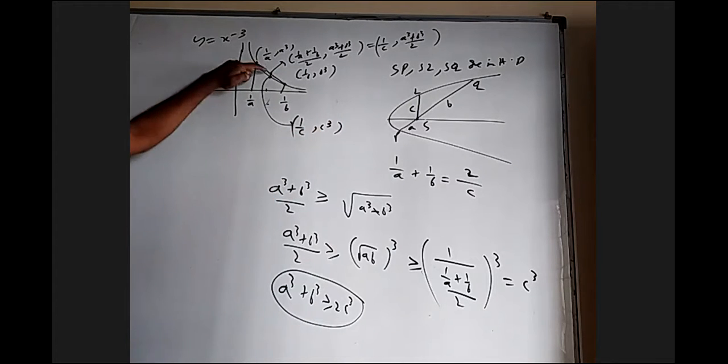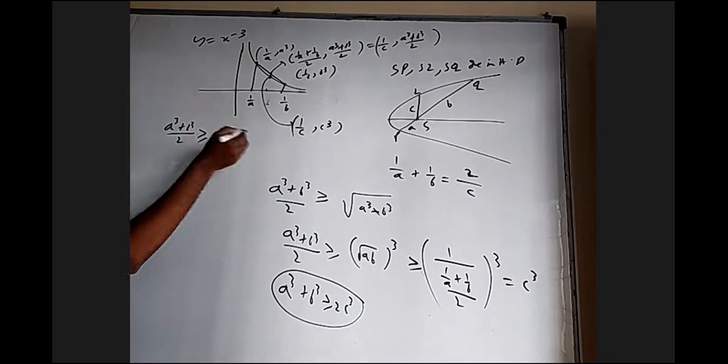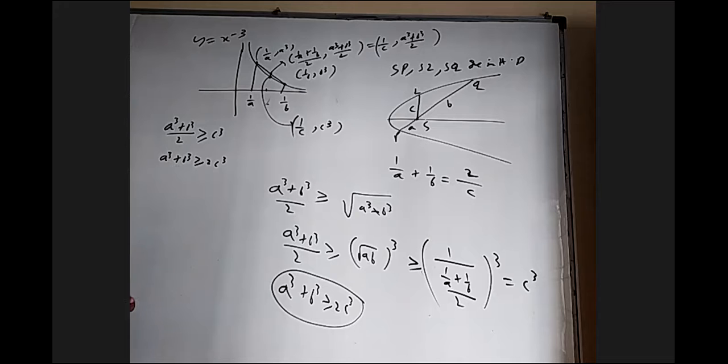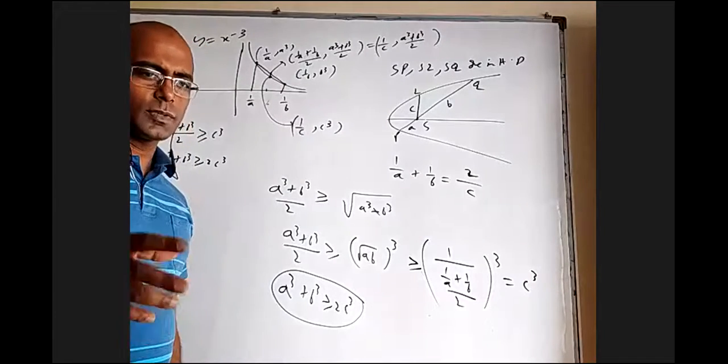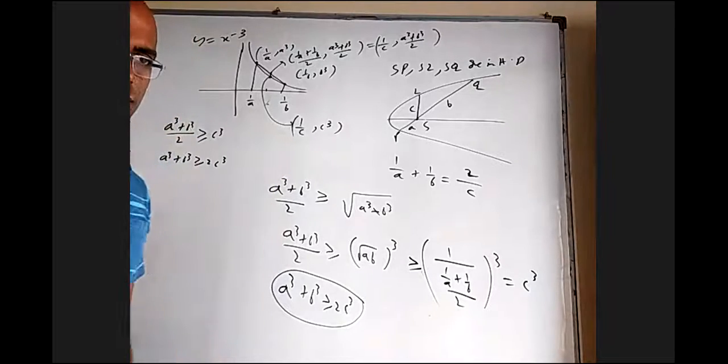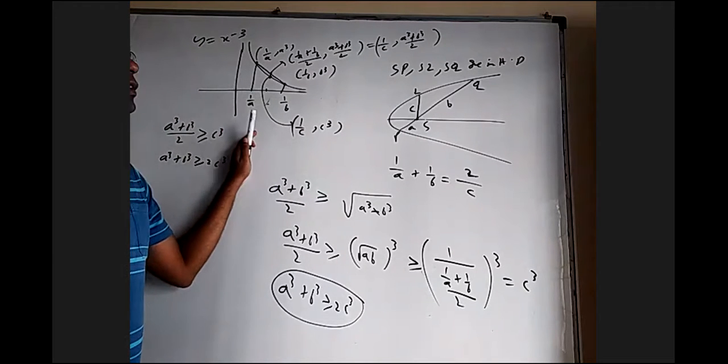You can easily see that this y coordinate is always greater than this y coordinate. So this y coordinate is greater than this y coordinate. That is, A cube plus B cube by 2 is greater than or equal to C cube. So A cube plus B cube is greater than or equal to 2C cube. So this is called Jensen's inequality, where in first year trigonometry we have done quite a few questions using this kind of inequality. Once again, in the revision, we are going to discuss inequalities, AM-GM inequality, and different types of these inequalities, Jensen and all. We'll repeat it, but you can try to understand this solution standalone.